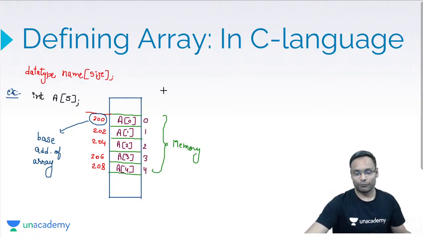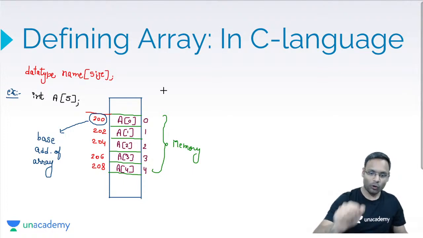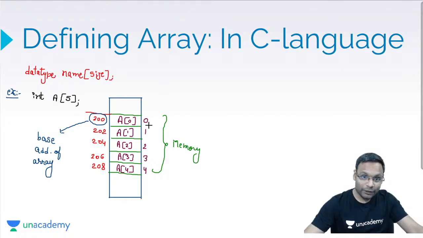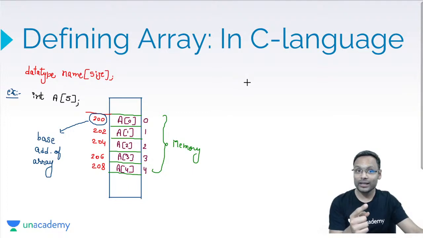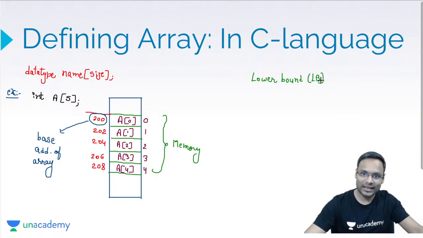Now from here we will get some more information. What is that information? Look at this. The starting index of the array, which is 0, is called the lower bound of the array. What is it called? Lower bound of the array. So I am writing here the lower bound of the array, what is it in this example? Lower bound, in short I will write it as LB, is equal to 0.